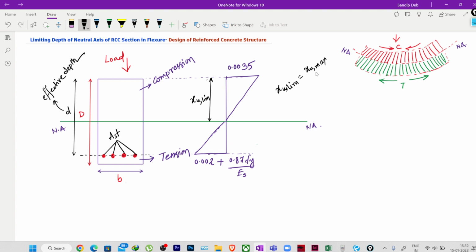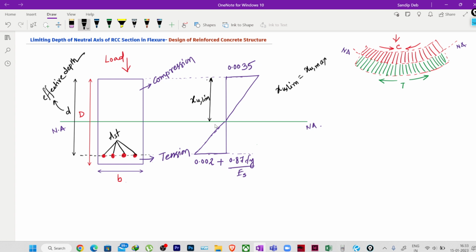Now what will happen if it is greater than this, or it is less than this? So when the concrete at the top of this neutral axis and the steel at the bottom of this neutral axis reach their maximum compressive strain and maximum tensile strain simultaneously, in that case the section that we have taken is known as a balanced section, right?